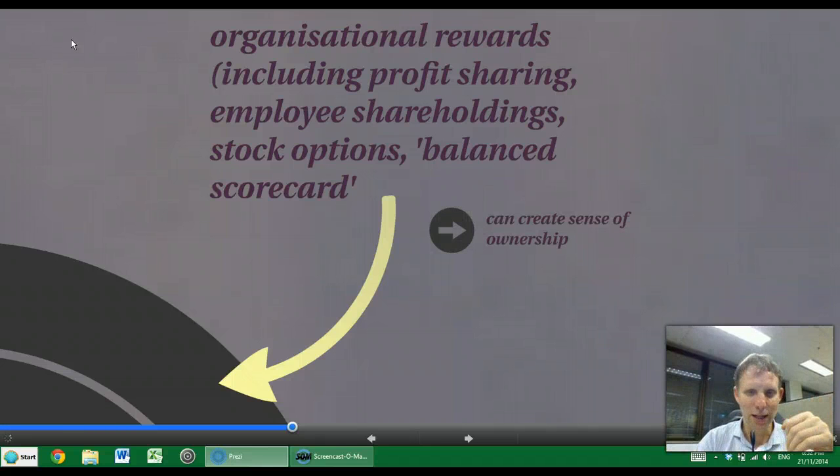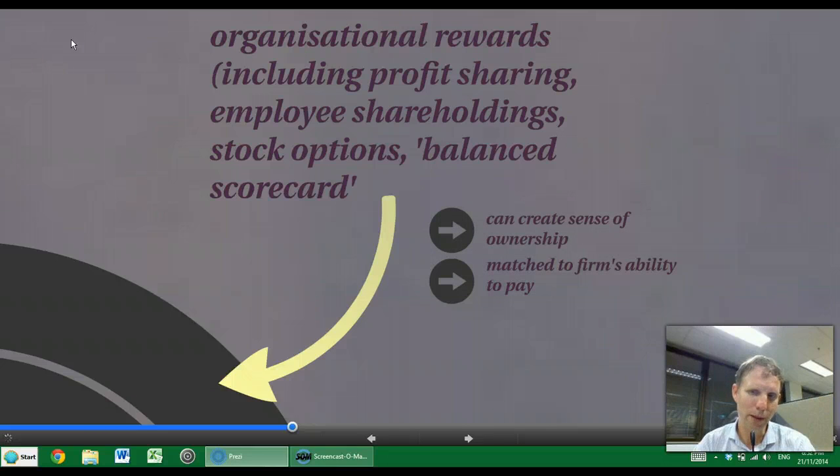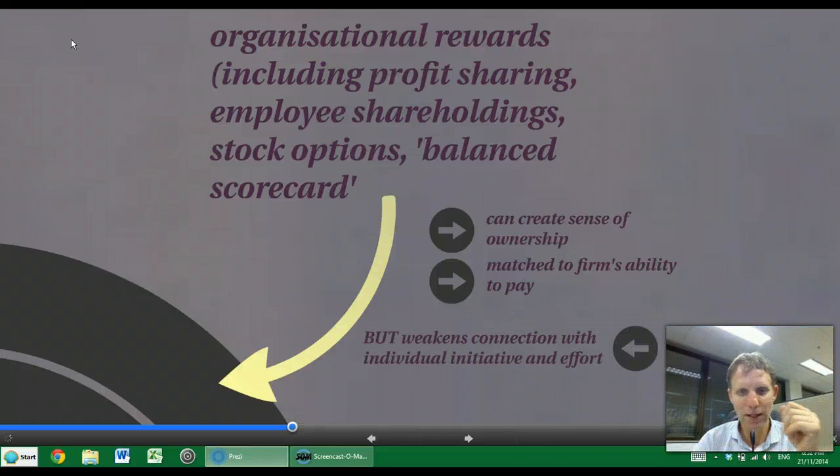It can create a sense of ownership on the behalf of the staff, and it's also, of course, matched to the firm's ability to pay. So when the company does badly, its expenses in terms of bonuses, etc., goes down, and when it's doing well, it can afford to pay out. And so there's a kind of nice symmetry between the company's performance and ability to pay and its having to pay. But it does weaken the connection between individual initiative, effort and reward.